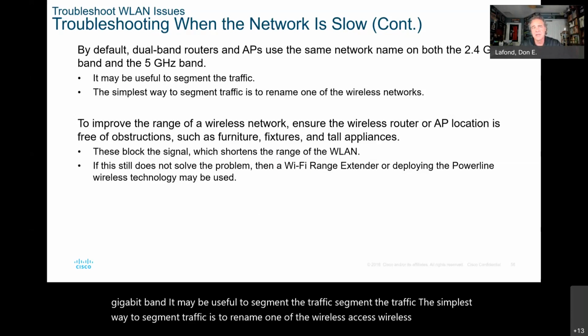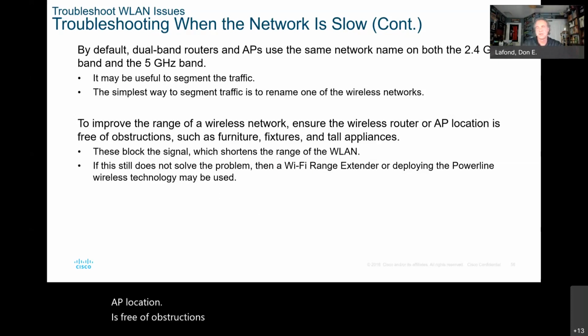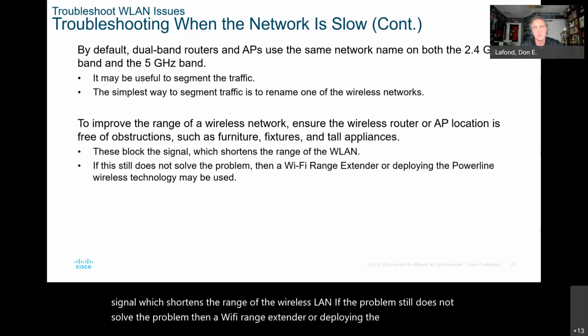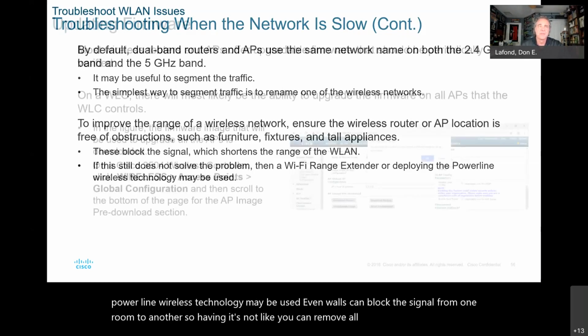To improve the range of a wireless network, ensure the wireless router or AP location is free of obstructions such as furniture, fixtures, and tall appliances. These block the signal, which shortens the range of the wireless LAN. If that still does not solve the problem, then a Wi-Fi range extender or deploying a powerline wireless technology may be used. Even walls can block the signal from one room to another, so it's not like you can remove all the walls in your house though.